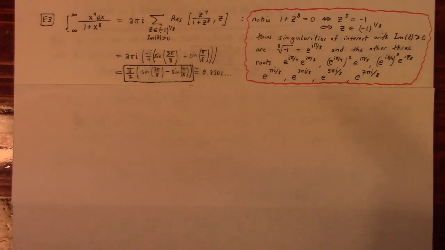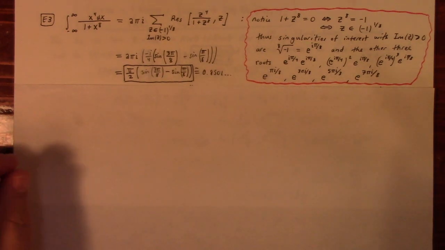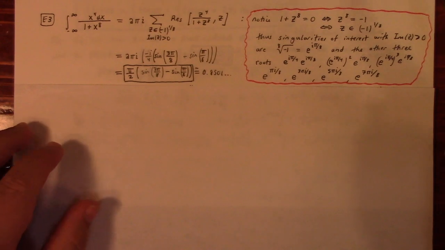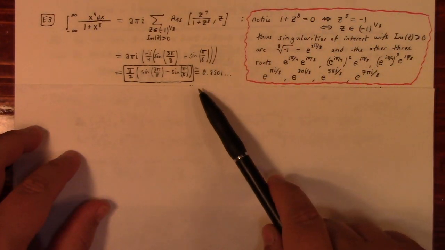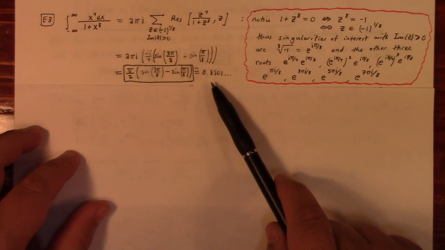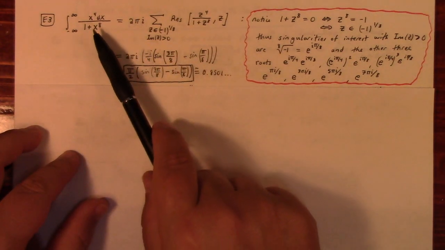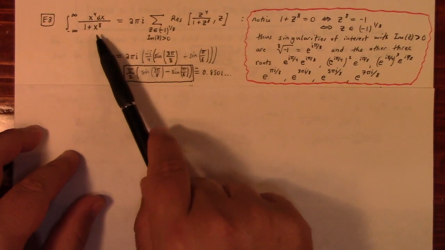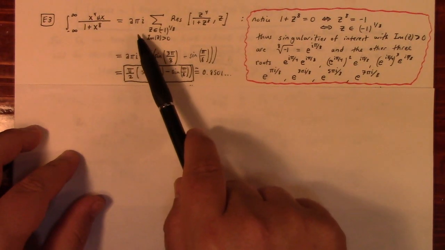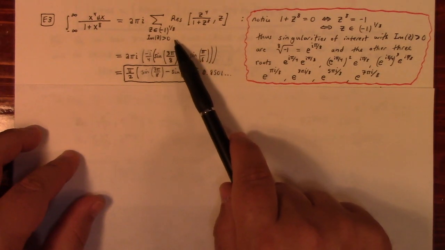Because there was an answer in the back of the book which I still don't understand. Well, I understand that the answer in the back of the book is the same as my answer, okay? But here it is: the integral from minus infinity to infinity of x to the 4th dx over 1 plus x to the 8th. So we do 2 pi i times the sum of the residues that are in the upper half plane.